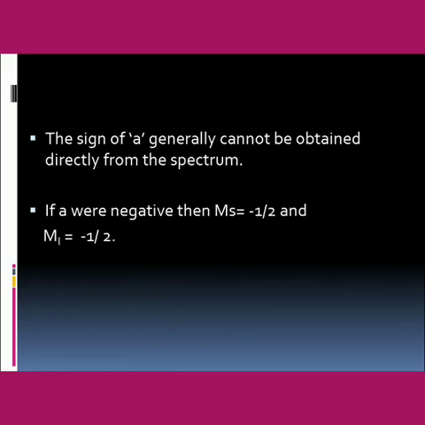The sign of A generally cannot be obtained directly from the spectrum. If A were negative, then Ms equals minus half and MI equals minus half.